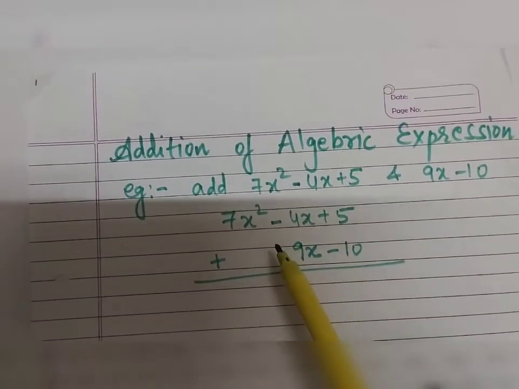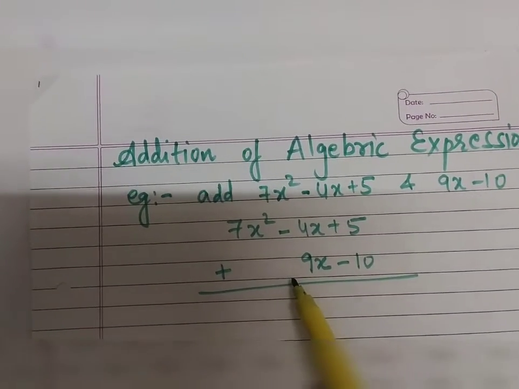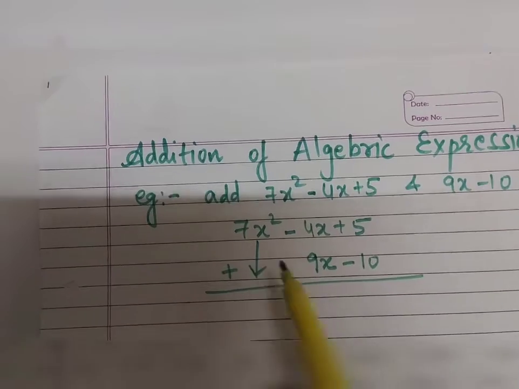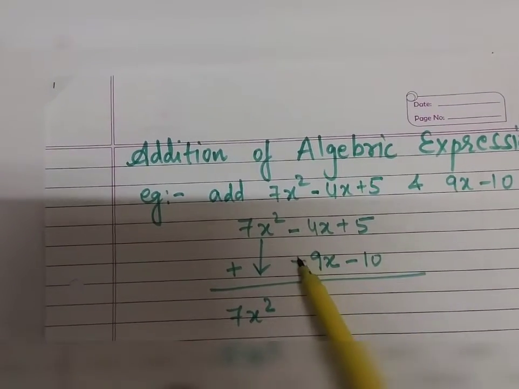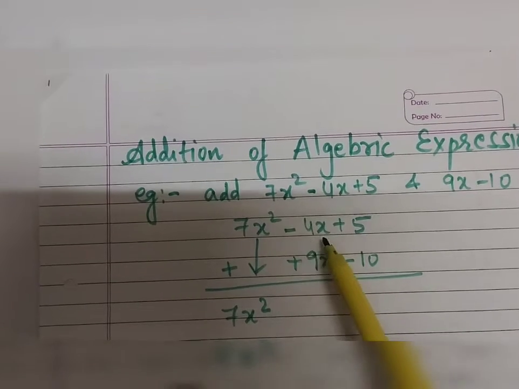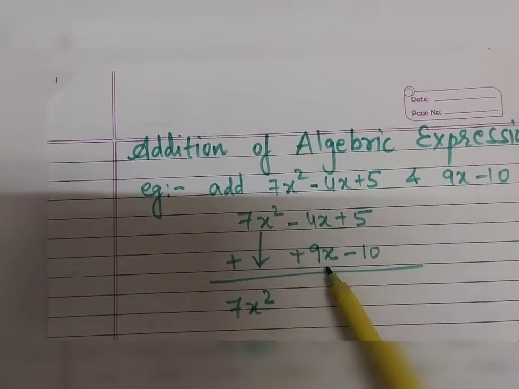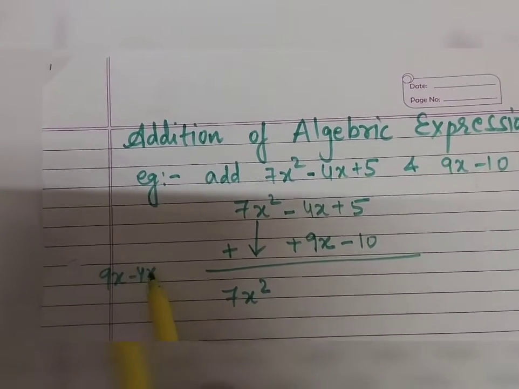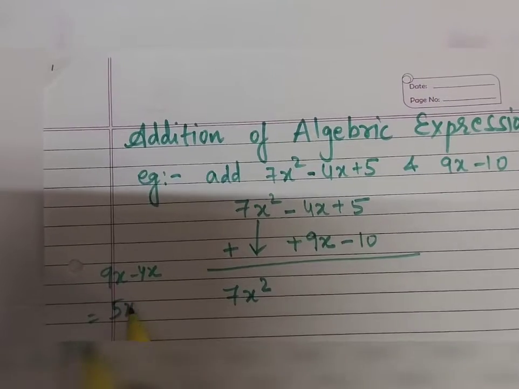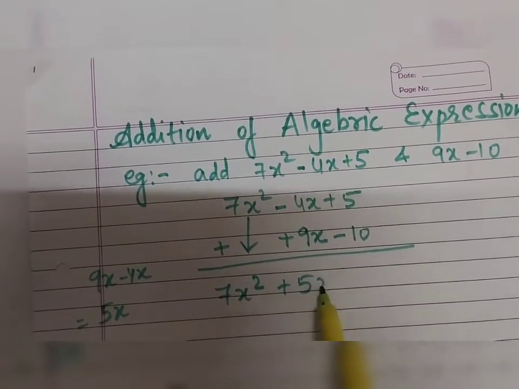First of all, we need to know that the first expression has the x square and the second expression does not have the x square. So we will write 7x square as it is here. The first expression has minus 4x, and the second has plus 9x. So plus 9x minus 4x will give you 5x. We can add or subtract like terms, so we get plus 5x.